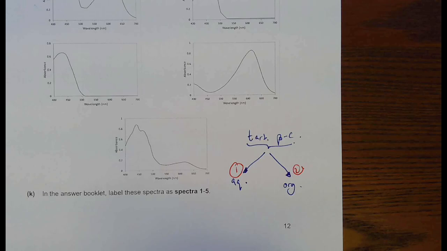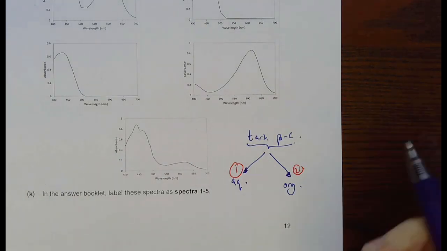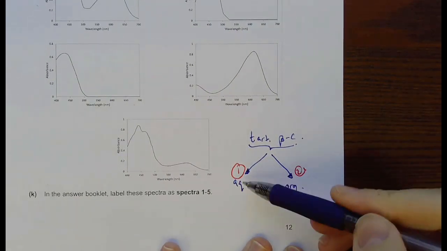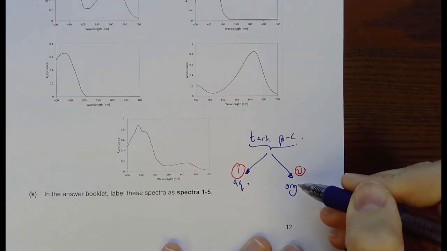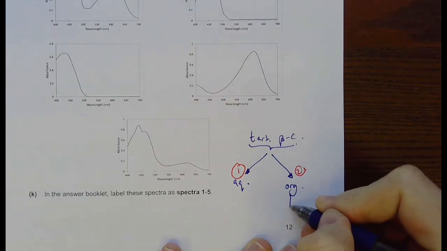Okay, fine. Then a base is added to the organic layer, so that's pretty much it for the aqueous part. So the organic layer, a base is added, which causes a colour change.